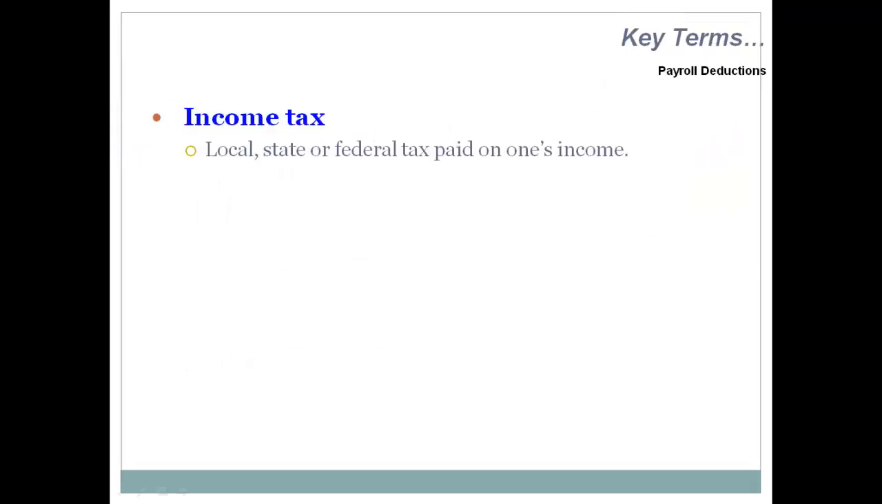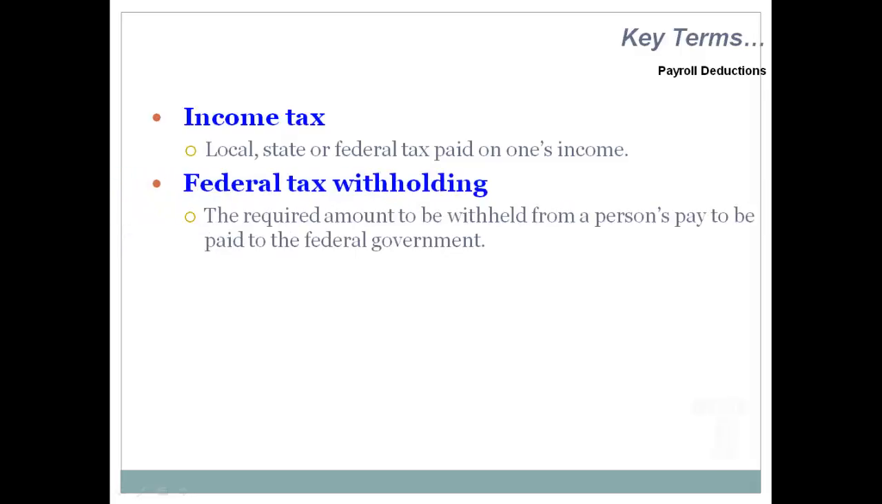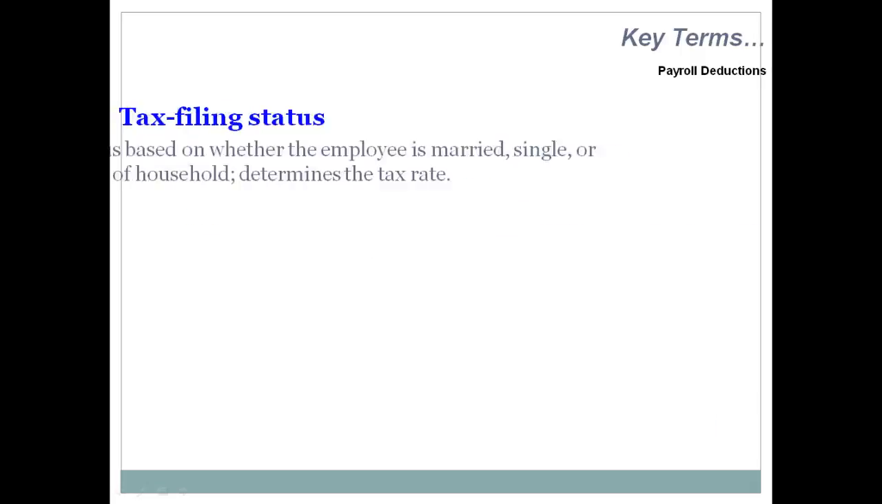So income tax would just be a local, state, or federal tax that you pay on your income. Of course, we live in an area where we're close to other states. North Carolina and Virginia both have a state income tax, but Tennessee does not. Federal tax withholding is the required amount to be withheld from a person's pay to be paid to the federal government. So they withhold that from your paycheck, and then your employer sends that into the federal government every quarter.